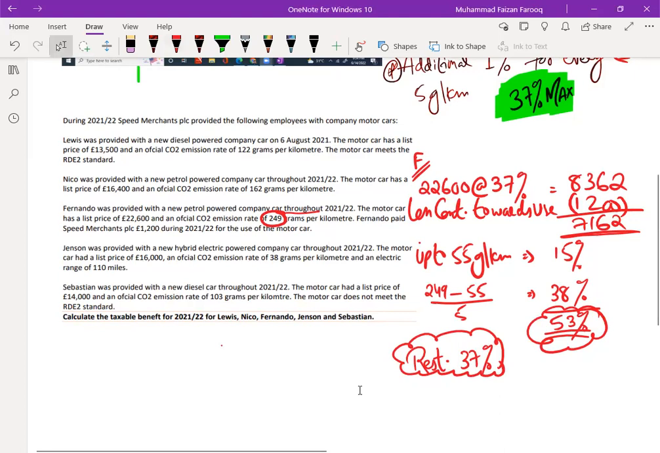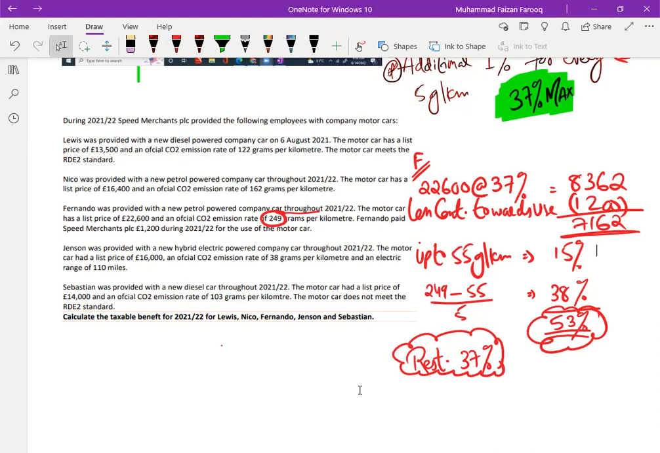Could you repeat the last point, the less contribution? See, as per the tax, you have a benefit of how much? 8362, right or wrong? Yes. Okay. You have a benefit of 8362. Did you spend any money on it? Did you return any money to your company?